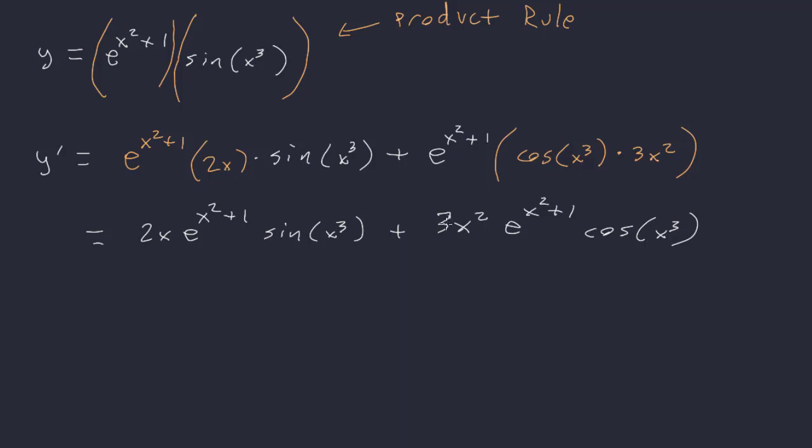Okay, we could simplify this a little more by factoring or whatnot, but I consider this good enough. All right, so notice how, yes, I did a product rule on the outside, but every time I needed to take a derivative, it was a chain rule.